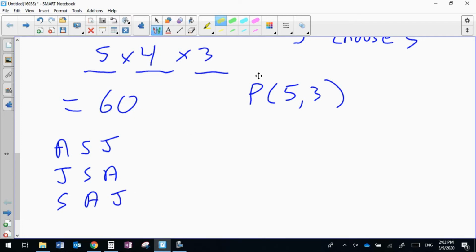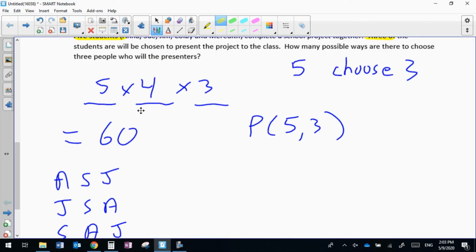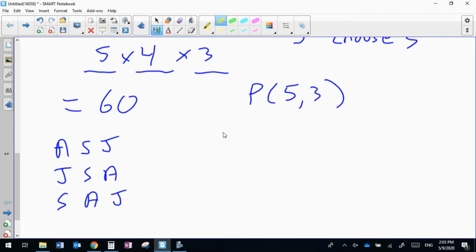However, in this question, we don't care about presenter 1, presenter 2, presenter 3. We think that these should all be the same group of presenters. This is the same group of 3 chosen each time. So the 60 counts these 3 as different permutations. So we've overcounted the number of groups there actually are.